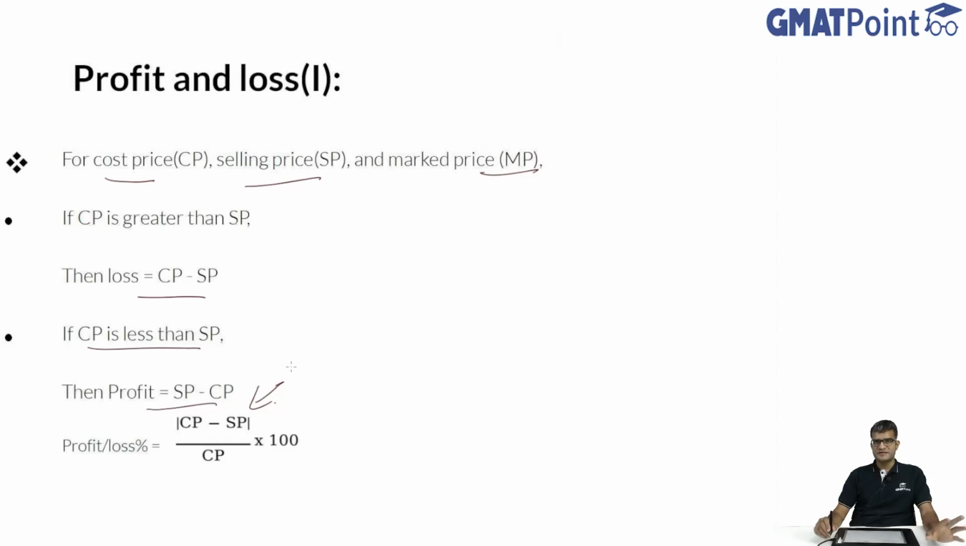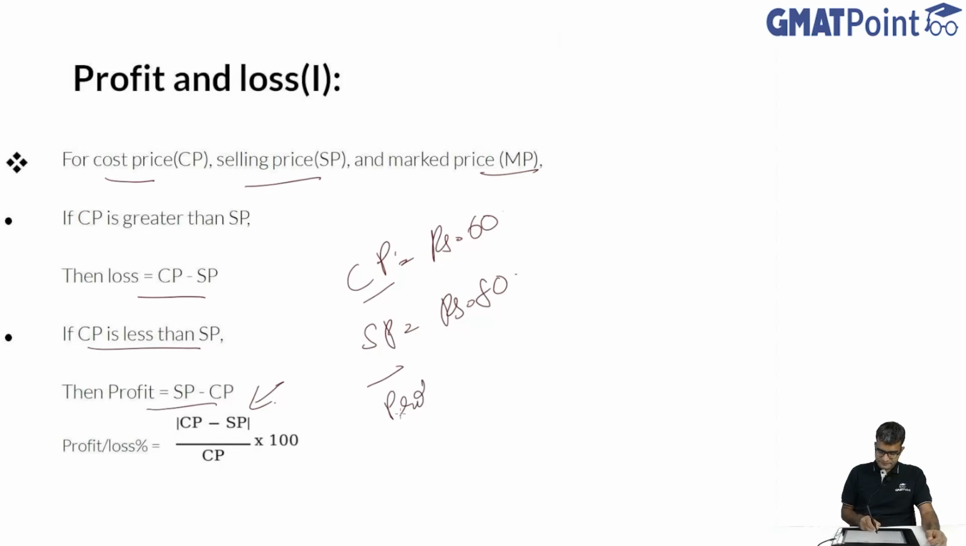Let us assume that you purchase a shirt and the cost price of the shirt is say rupees 60. This is the cost price. You purchase it at rupees 60. You sell it to somebody else. Now if the selling price is say rupees 80, the selling price is greater than the cost price. So now you are getting a profit. The profit will be 80 minus 60, which is rupees 20. And the profit percentage will be 20 divided by 60, which is the profit divided by the cost price into 100, which is equal to 33.33%.